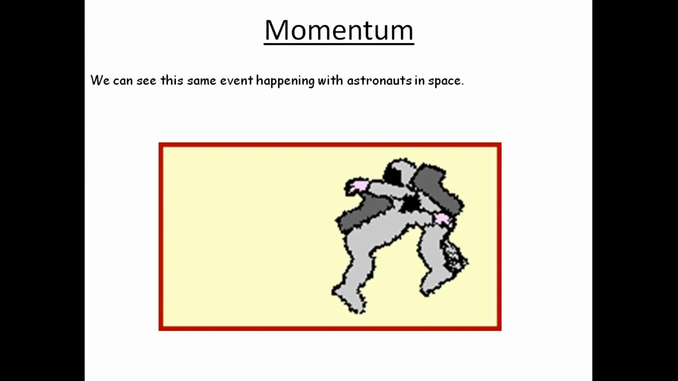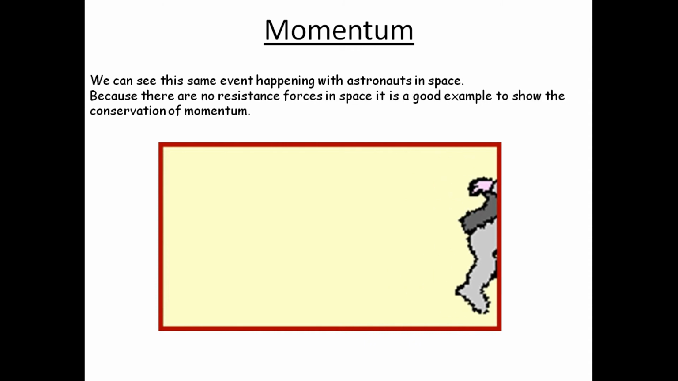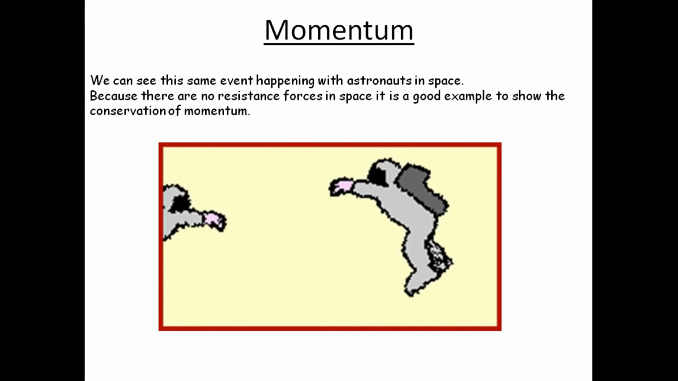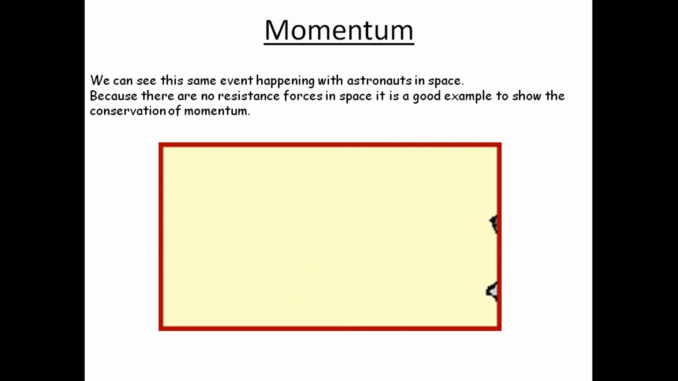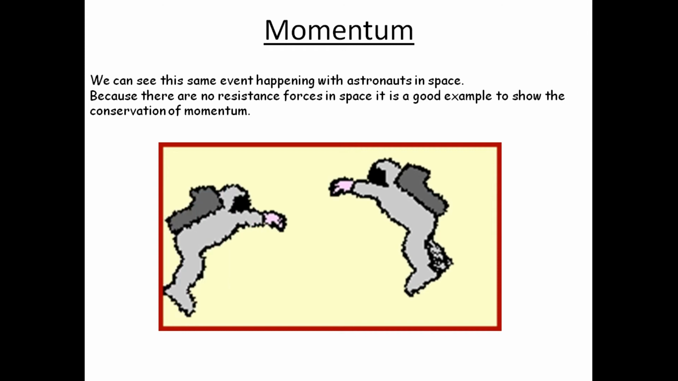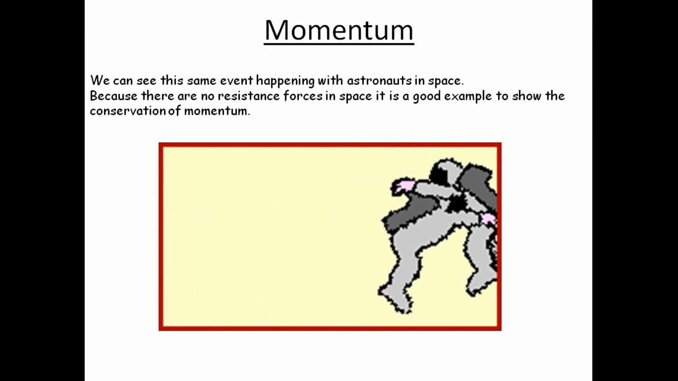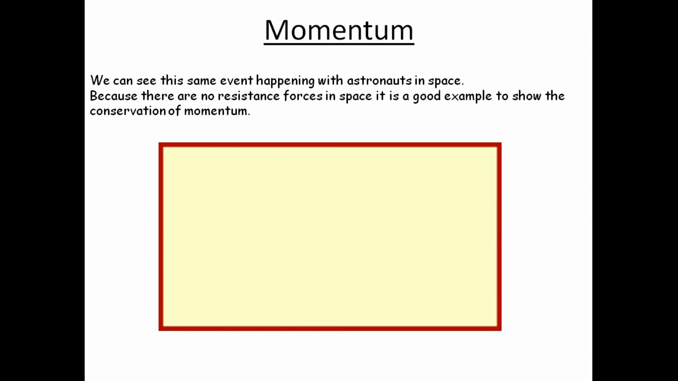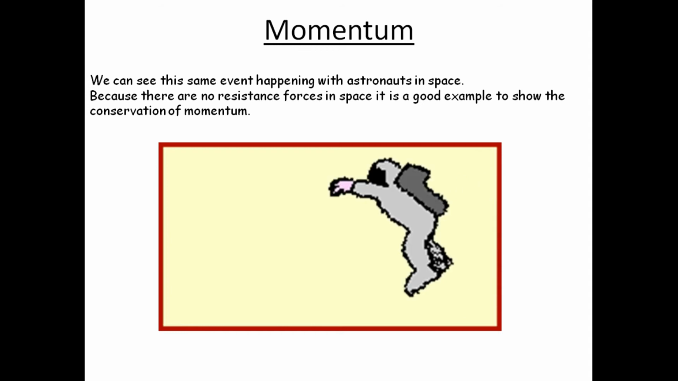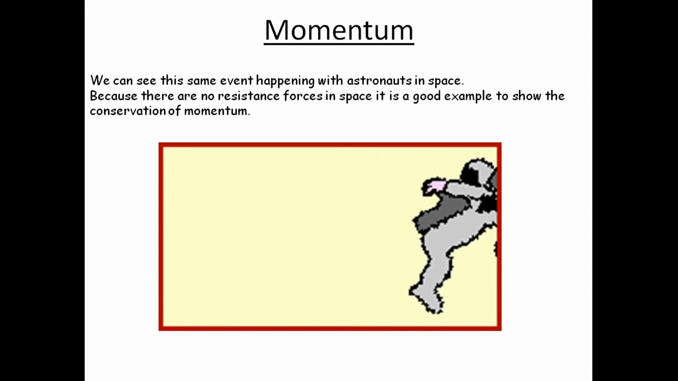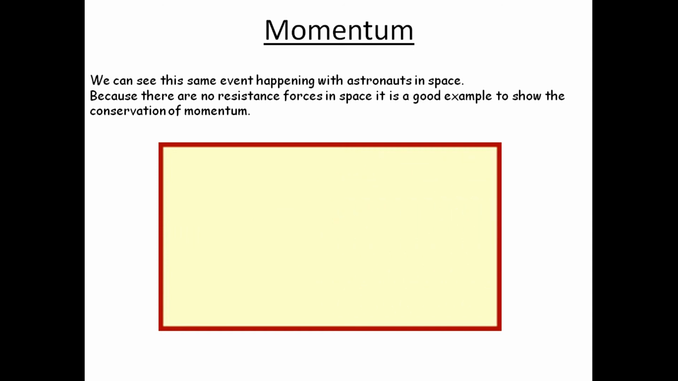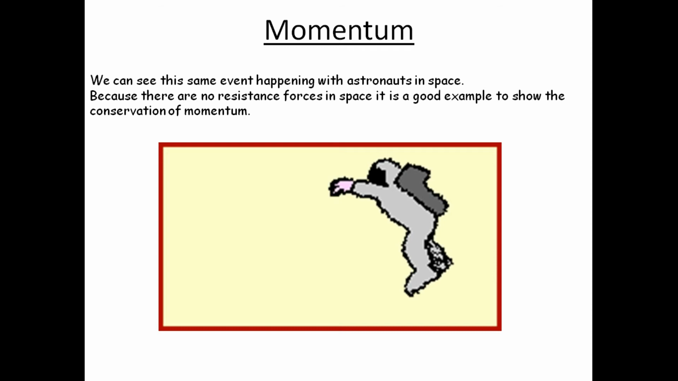We can see the same event happening with astronauts in space. Because there are no resistant forces in space, it is a good example to show the conservation of momentum. You can see that the right astronaut is stationary, and the left astronaut comes in with quite some speed. As they collide, they both move away together at half the speed that the astronaut was moving at. But now, of course, the mass of the two of them is doubled, so the momentum is still the same.